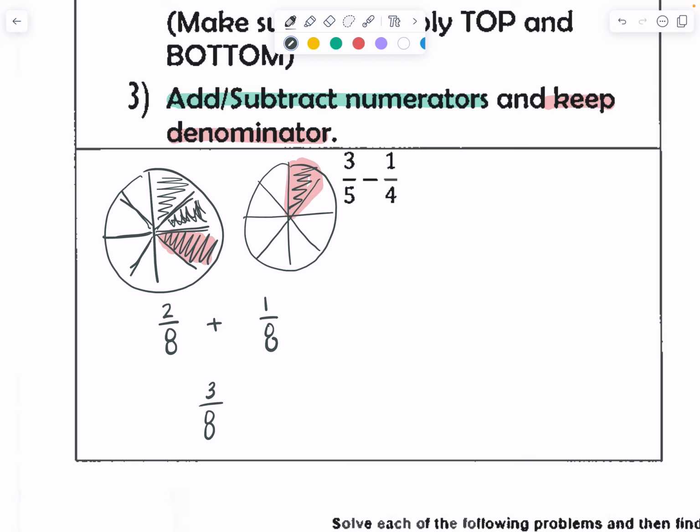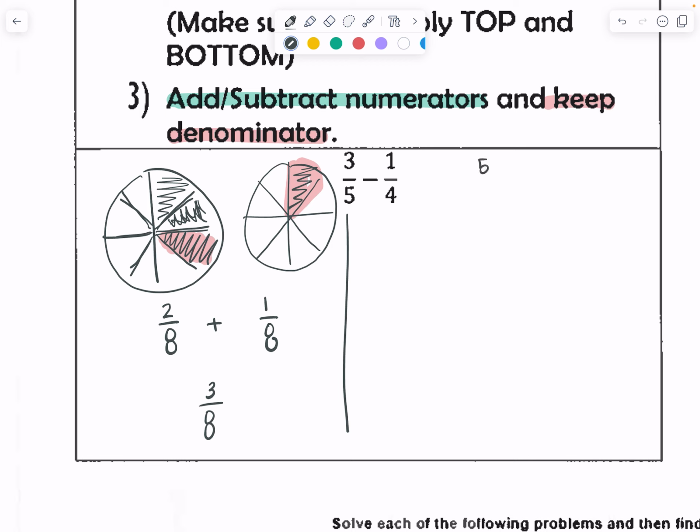But what if, like my example, the fractions don't match? So what if I have 3 over 5 minus 1 over 4? Well, the easiest thing I can do is make the denominators the same. Well, 5 and 4 are what we call relatively prime, meaning that the smallest, least common multiple that they have is the product of the two.